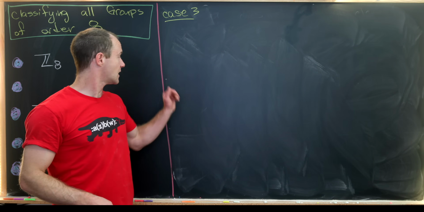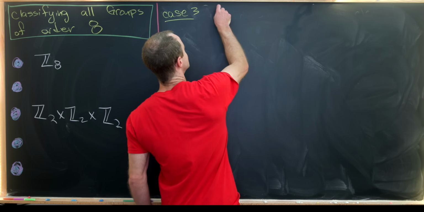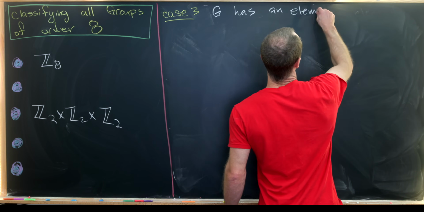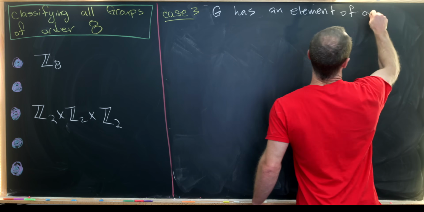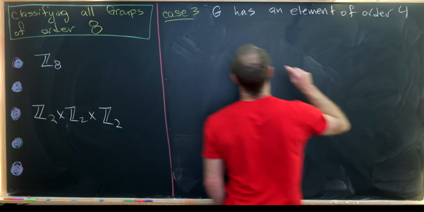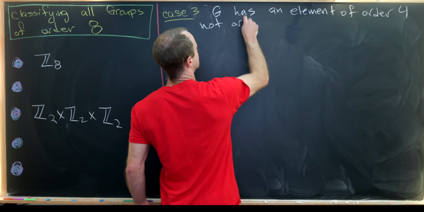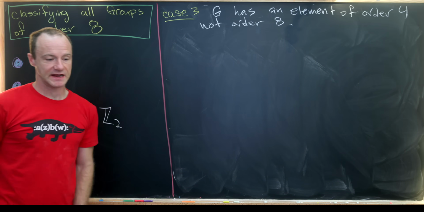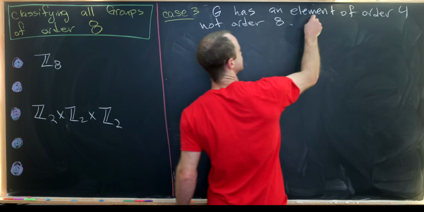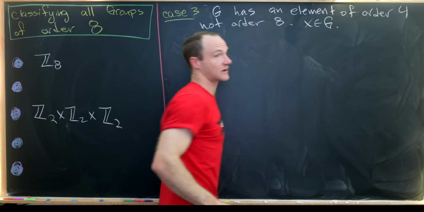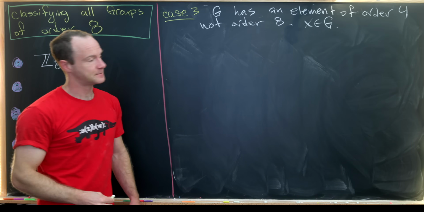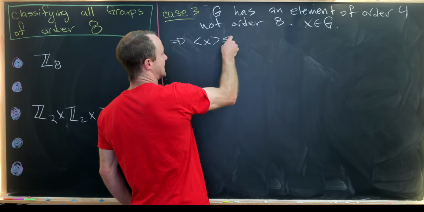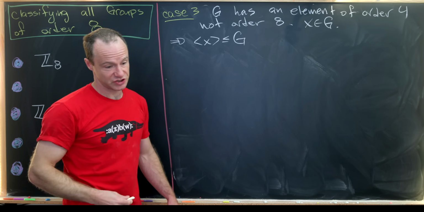Okay, so now moving on, we've got our third case, which is that G has an element of order 4, but not order 8. Because we looked at the case when it had an element of order 8 already. And so let's call this element X like we've been calling our building elements already. Okay, so what does that mean? That means we've got a cyclic subgroup generated by X, which is a subgroup of G.